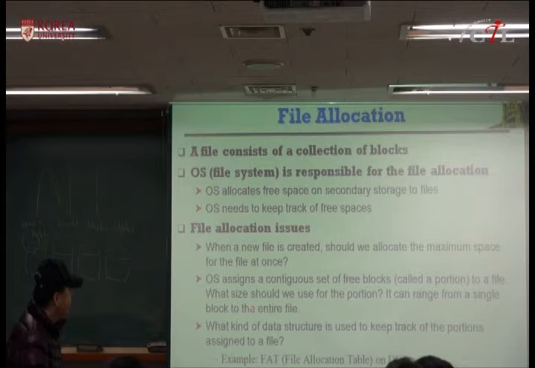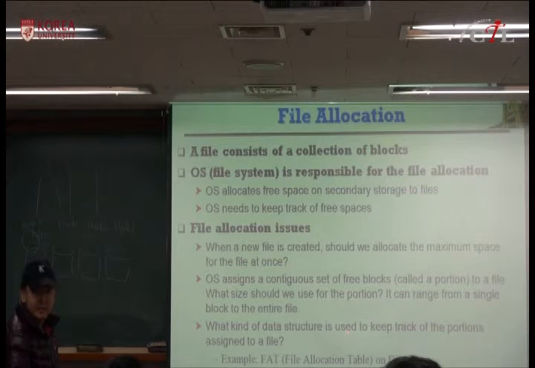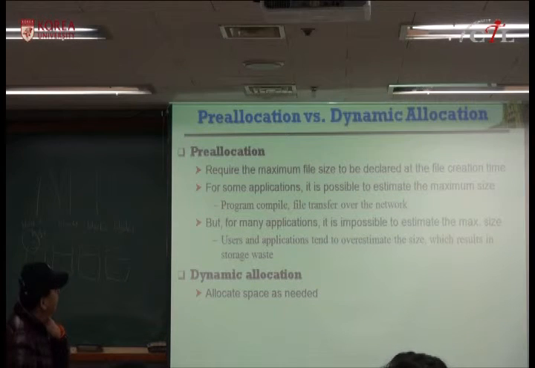The OS assigns a contiguous set of free blocks called a portion to a file. What size should we use for the portion? It can range from a single block to the entire file. And what kind of data structure is used to keep track of the portions assigned to a file? The example is on DOS or Windows, where you use the file allocation table. So you need to maintain how these portions are allocated to the blocks. Let's look at the example.